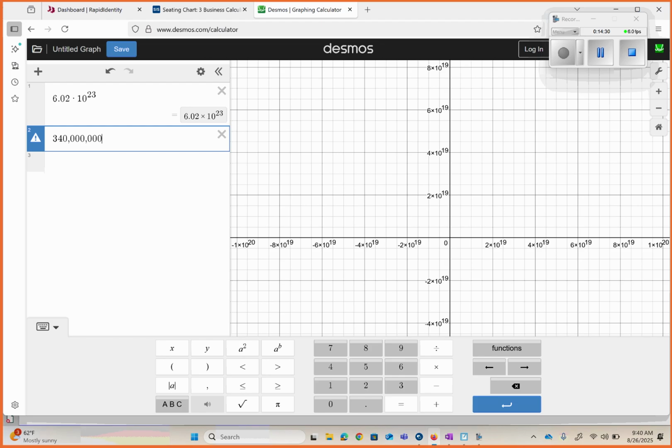Why I'm doing this is that when we were looking at that one graph, we were at 6 times 10 to the 19th, which is extraordinarily huge. Think about how huge stuff is. So friends, think about this. If I were to take 6.02 times 10 to the 23rd, and I'm actually going to put this in parentheses.